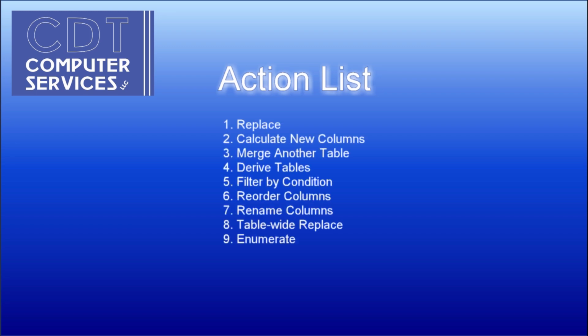I have gone ahead and listed out the actions we'll need in EasyMorph for the tasks before us. Replace, calculate new columns, merge another table, derive tables, filter by condition, reorder columns, rename columns, table-wide replace, enumerate rows, synchronize, and export into Excel file. Again, we'll need to export into multiple tabs in the Excel file.